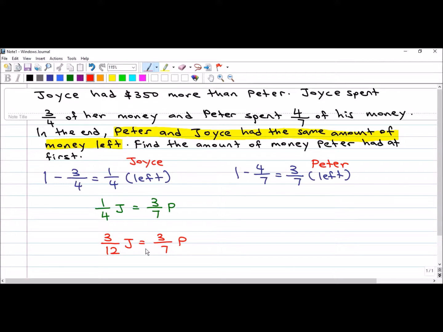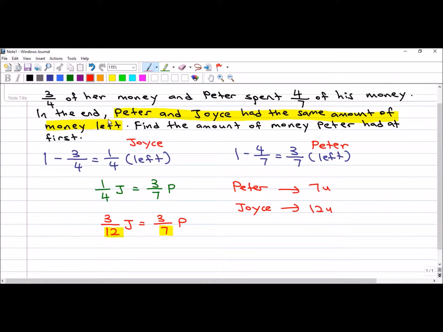So now once I make the numerator the same, I look at the denominator, and I can come to a conclusion that for Peter, the total number of units is 7. For Joyce, the total number of units is 12. And thereafter it's quite simple to solve the question.